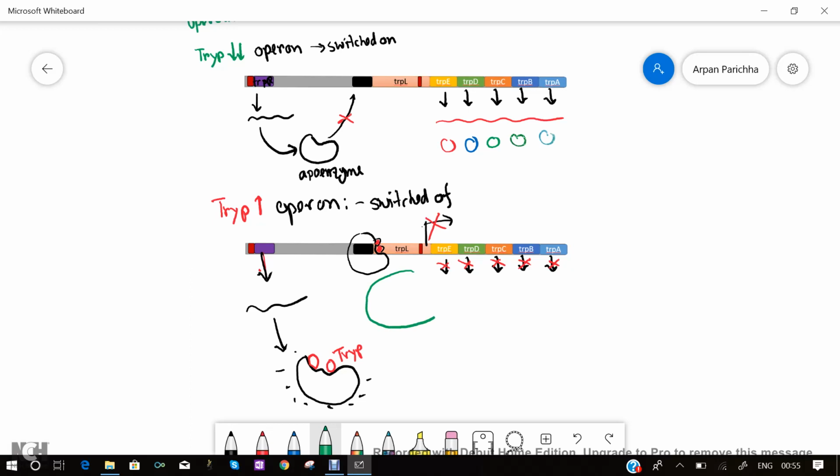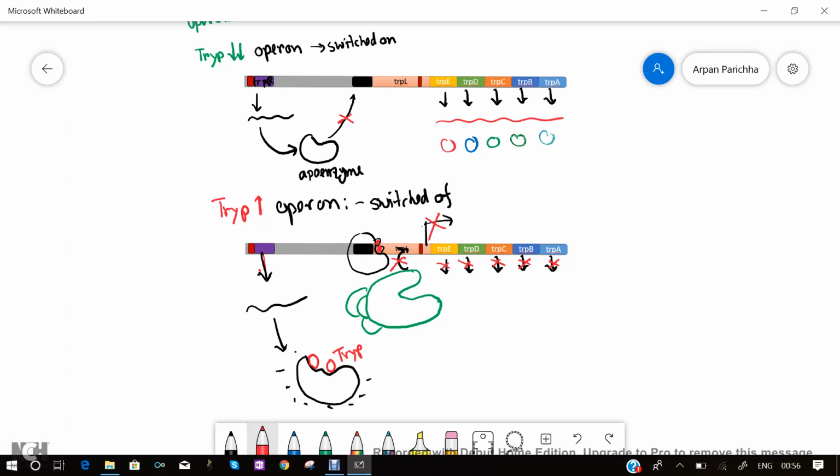The RNA polymerase cannot simply bind to that promoter region, and as a result, RNA polymerase cannot bind and the transcription doesn't happen. So whenever tryptophan level is up, the operon is switched off.